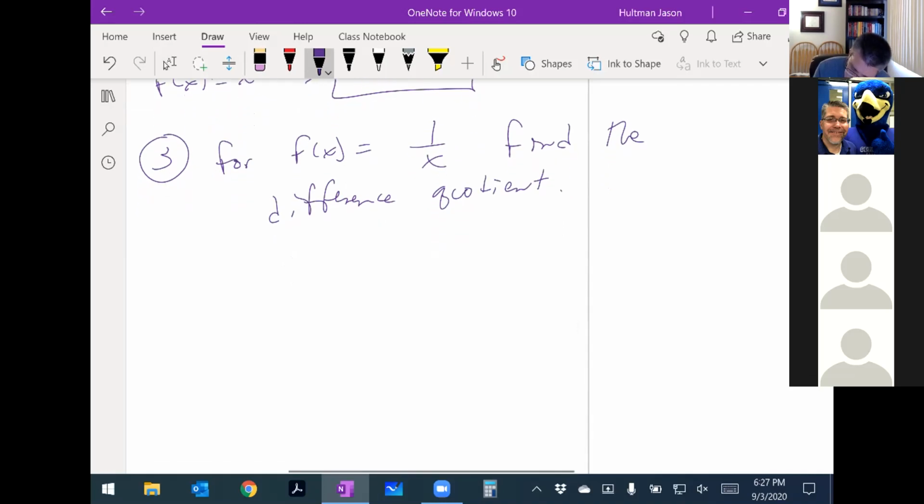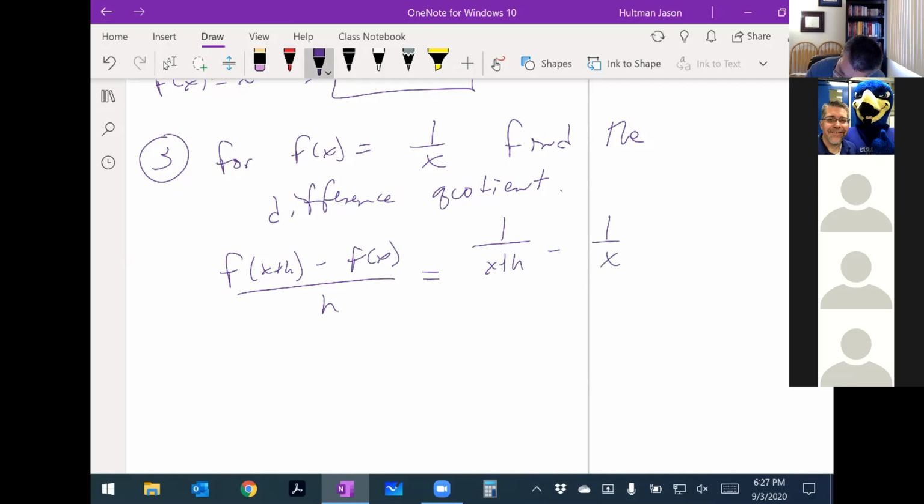Okay, so let's find the difference quotient here. So what was that? f of x plus h minus f of x all over h. Okay, so this is going to be 1 over x plus h minus 1 over x, all over h. So now what I have to do here is find the common denominator. Well, that's going to be x times x plus h.